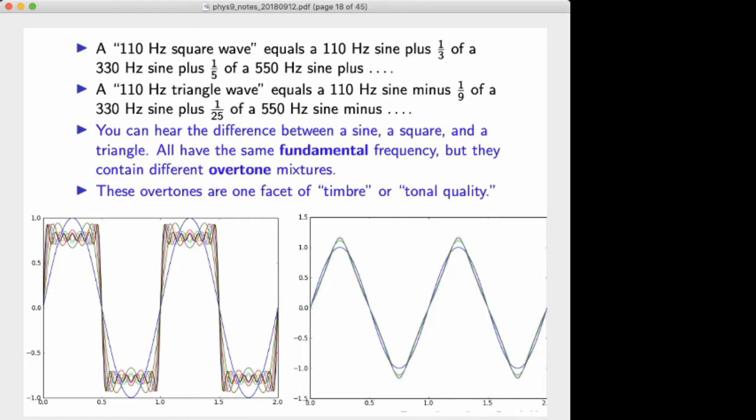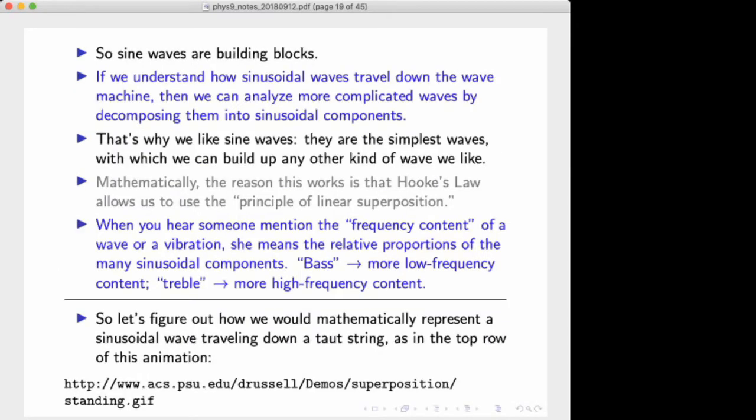That sine wave you heard, the triangle wave, and the square waves, they're the same fundamental frequency, but they have different mixtures of overtones. And different mixtures of overtones are one facet of what you would call timbre, or tonal quality in a musical instrument. What makes one musical instrument sound different from another musical instrument playing the same frequency? It's kind of how much of the different frequency content do you get? I mean, there are other details too, but that's a significant part of it.